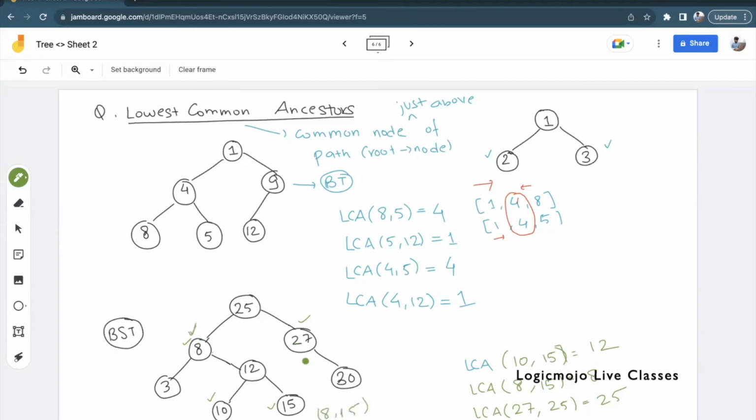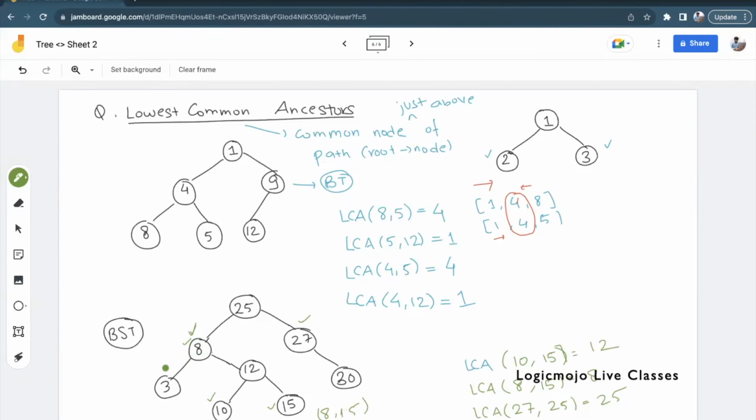Now we again check if both are less than this. No, both are not less. 8 is not less than 8, right? So both are not less. Now we check if both are greater. No, both are not greater even. Because if both are less, it means they should exist on the left side. If both are greater, it means they should exist on the right side. Okay, this is the case when both are not less and both are not greater.